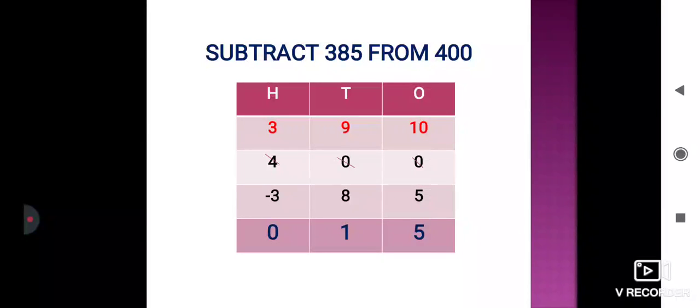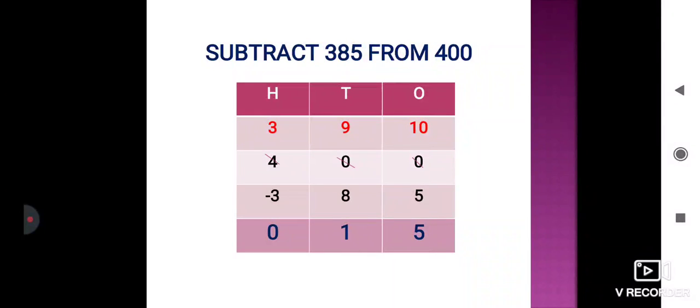Now the digit which is at ones place is again 0. This 0 from ones place will again borrow from the 10 which is at tens place and it will become 10, and you are left with 9 at tens place. Now you can easily subtract. Subtract 5 from 10, you will get 5. 8 from 9, you will get 1. And 3 minus 3 is 0. So the answer is 15. Now this is how you can subtract with borrowing.